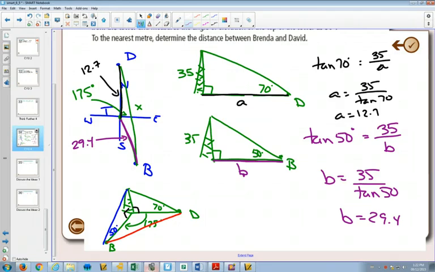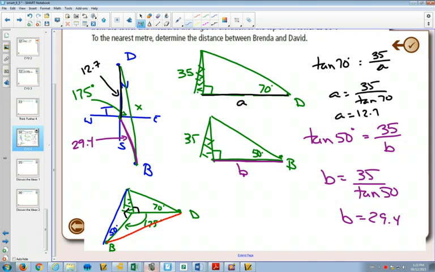Now when we look at the first triangle that we drew, we now have three pieces of information on that triangle. We have two sides, the 12.7 and the 29.4, and we know that the angle was 175 degrees from the berm. So now we have enough information to solve for everything on that triangle. The question we have: what kind of triangle is it? Can I use sine, cosine, tan, and a squared plus b squared equals c squared? No, because it's not a right angle triangle.